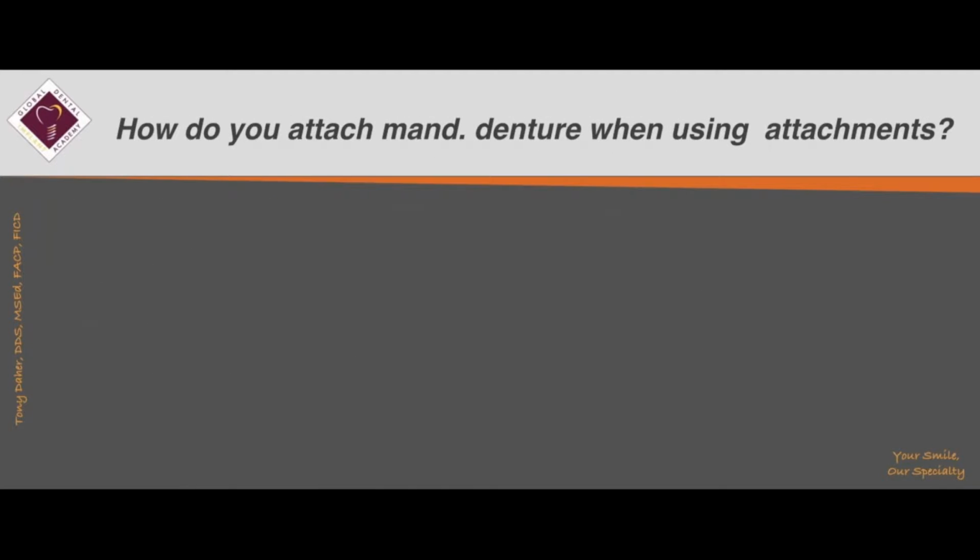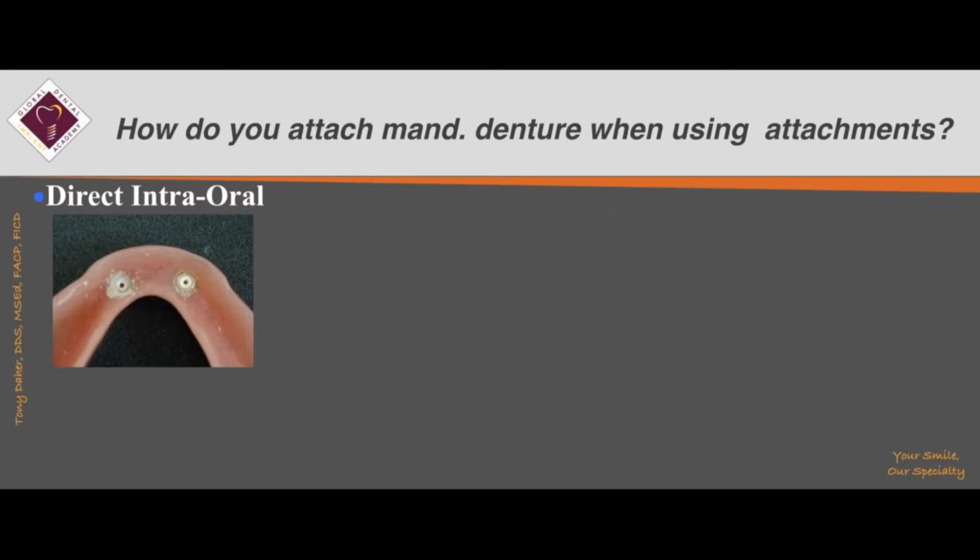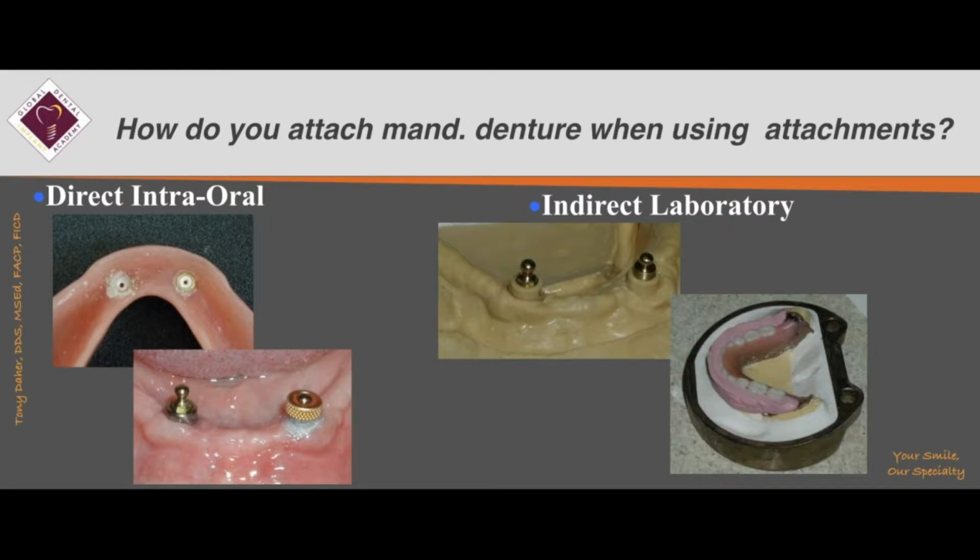How do you attach a mandibular denture when using attachments? When you look at a lot of instruction manuals, they tell you 2 ways, either directly in the mouth or indirectly in the lab. Studies show that when you do it indirectly in the lab and design a tissue-supported implant-retained prosthesis, when you get that denture from the lab, the only thing touching the inside of that denture is your implant, and you're going to have a slight space between the intaglio surface of the denture and the posterior ridges. So the best way is to do it in the mouth.